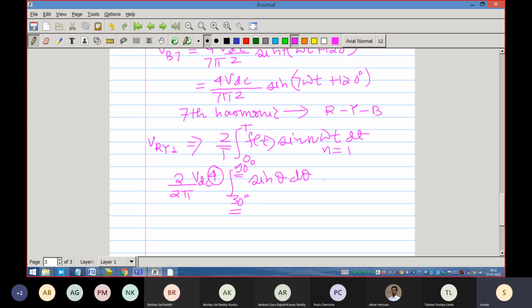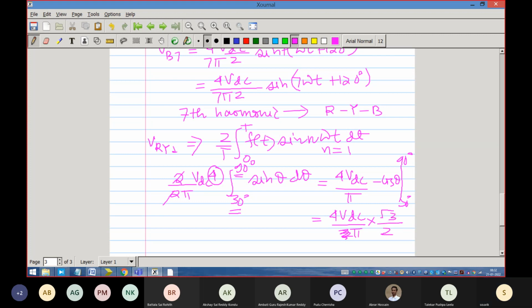So what is that value? This 2 cancels, so 4 VDC by pi, and this thing is minus cos theta, which we have to do from 30 degree to 90 degree, which is nothing but minus cos 90 degree plus cos 30 degree, so it is nothing but root 3 by 2. So sorry, 4 VDC by pi into root 3 by 2.